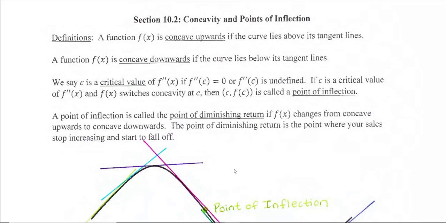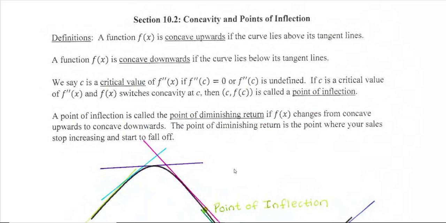Today we're going to talk about concavity and points of inflection. So we'll start off with some definitions. A function f of x is said to be concave upward if the curve lies above its tangent lines. And a curve is said to be concave downwards if it lies below its tangent lines.